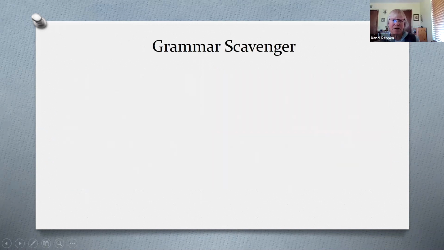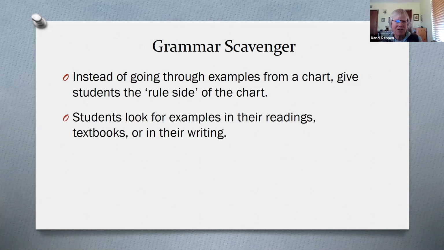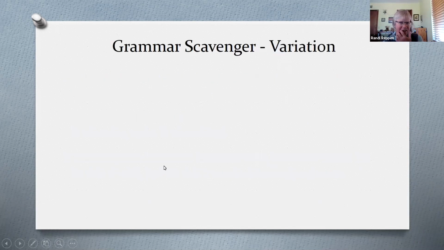You can also do something that I call a grammar scavenger. Instead of going through the examples, give the students the rule side, that's typically the left side, and then have the students look in their readings or in their textbooks or even in their own writing to get examples. And this helps reinforce that idea that grammar is applied. It's not just this thing we learn and recite as a rote activity, but it's something that's essential and central to language use.